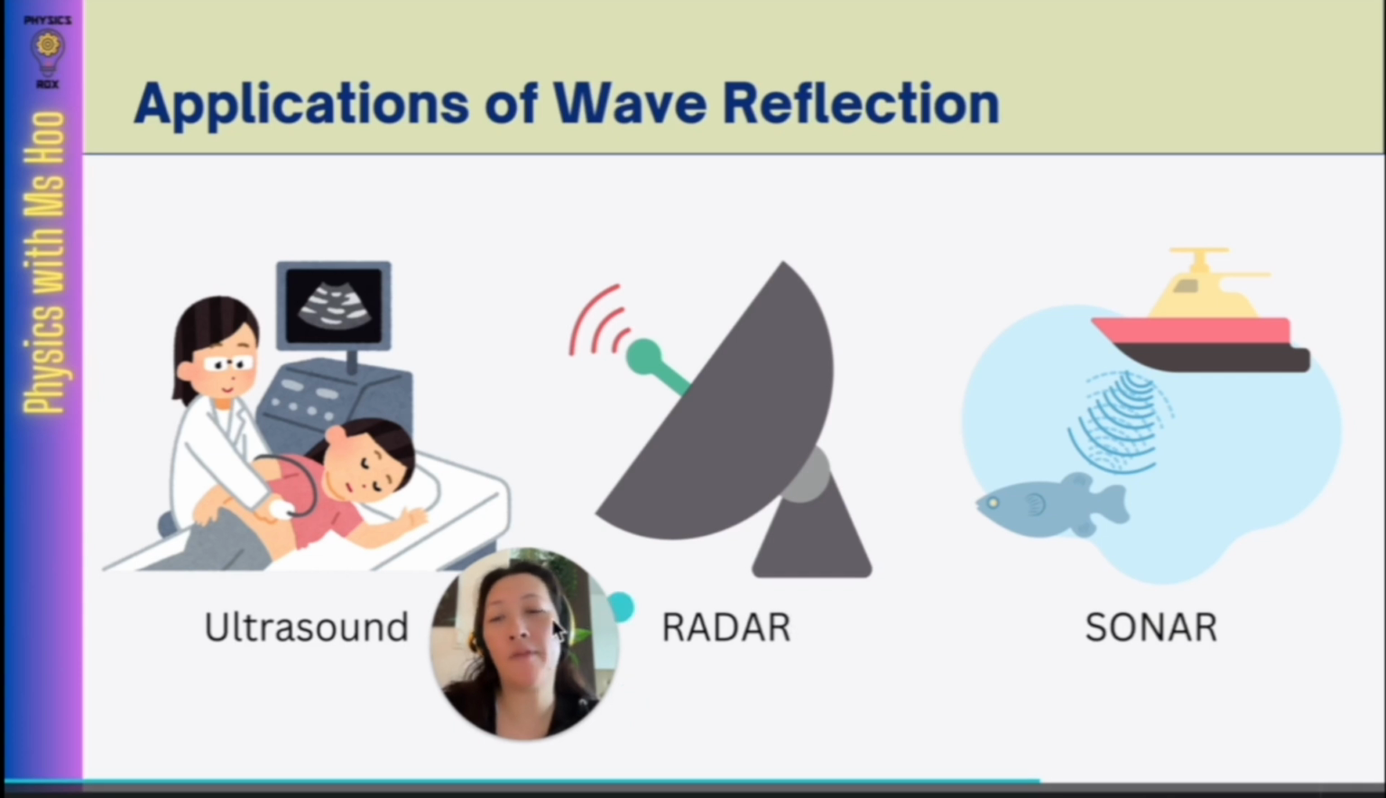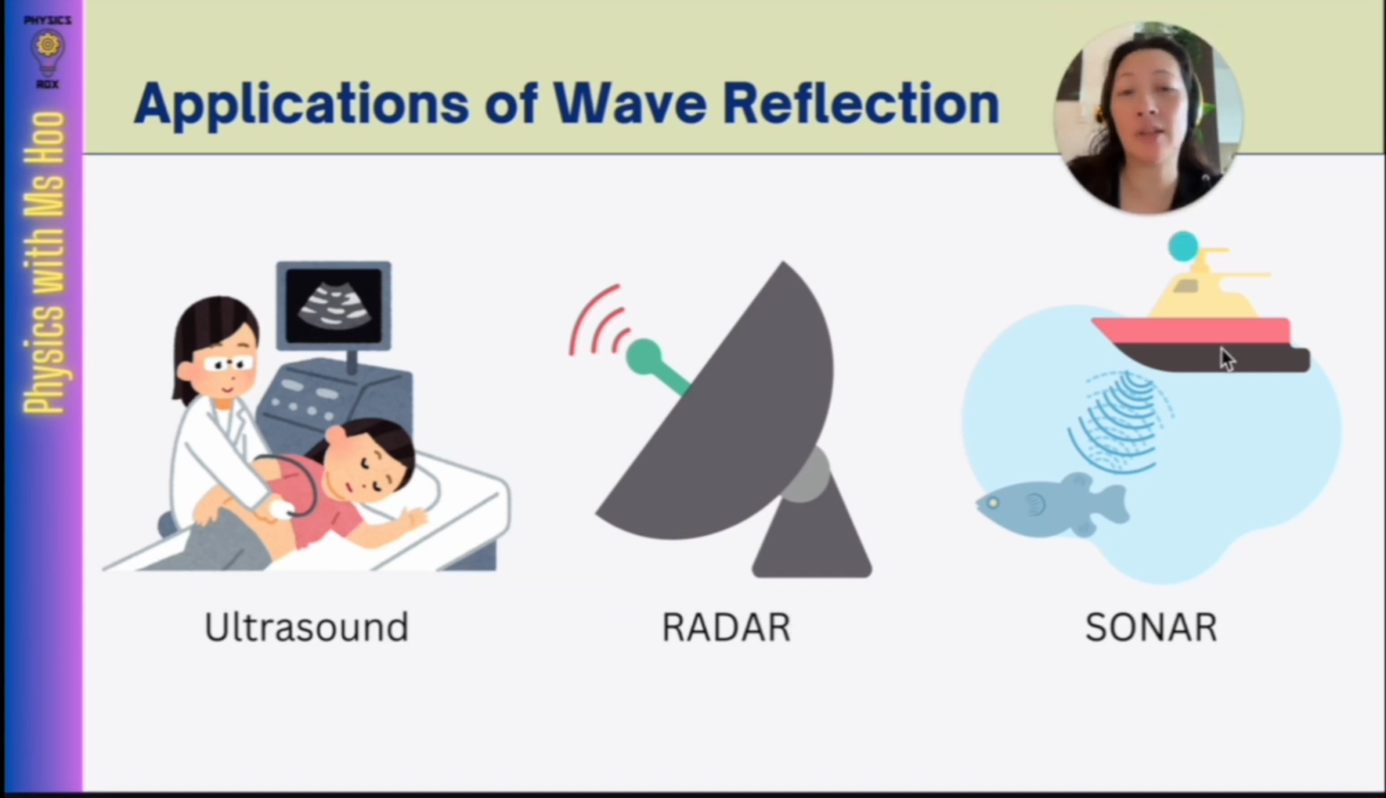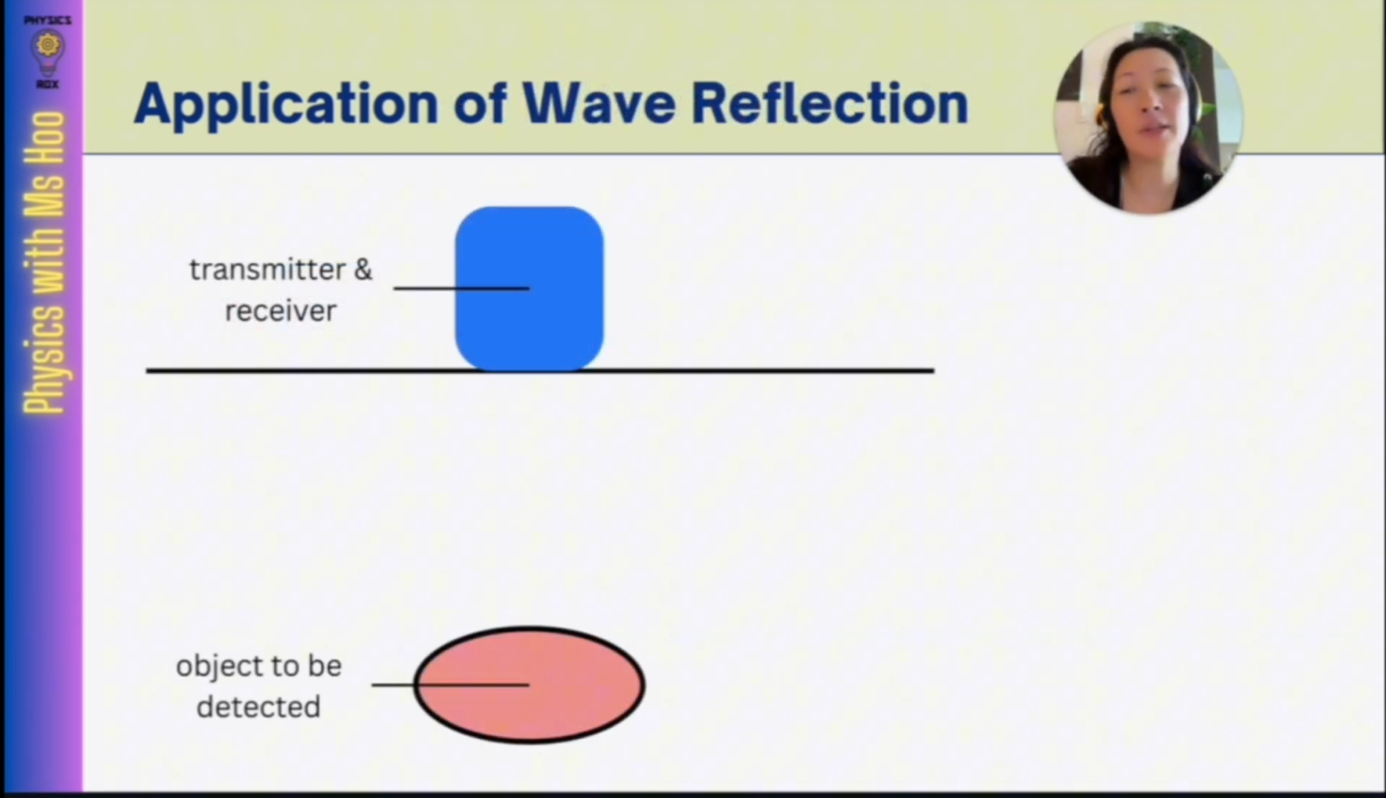So how is wave reflection used to determine the distance of these objects? So here, I'm just going to explain very generally how the wave reflection is used. Let's say this is the transmitter and receiver of the wave, and this line here represents where the transmitter and receiver are placed. So for example, if we were doing an ultrasound, this would be the skin of the mother or the patient. Whereas if it's for sonar, this is the surface of the sea. Of course, for radar, there's no boundary, but the transmitter and receiver are in a fixed position.